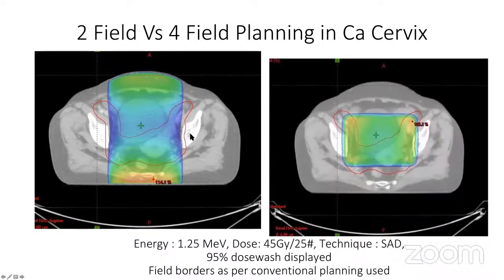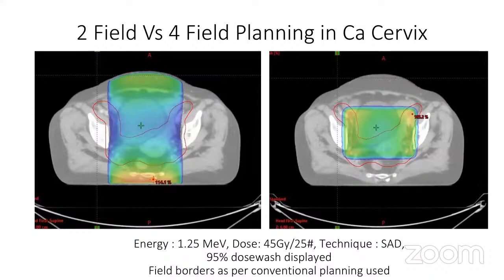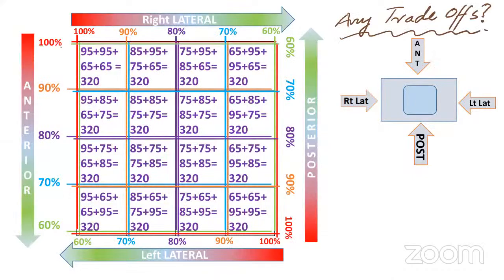And if you use a 4-field box, then ignore that target volume that is drawn; the fields have just been put for showing. Then you get a very good homogeneous distribution, because of the 4-field, as we showed earlier.